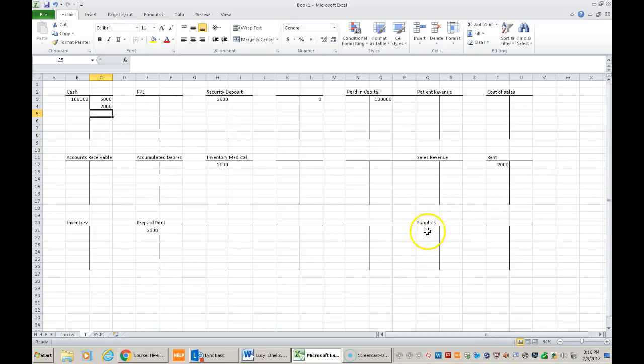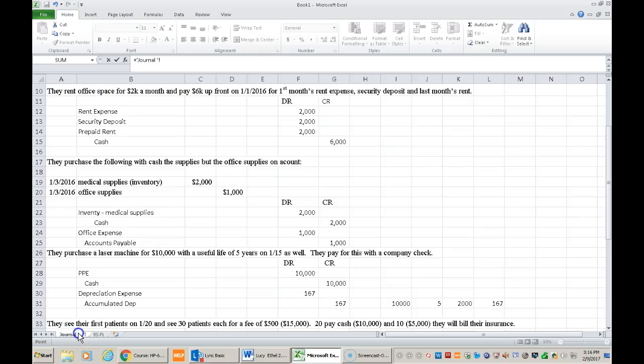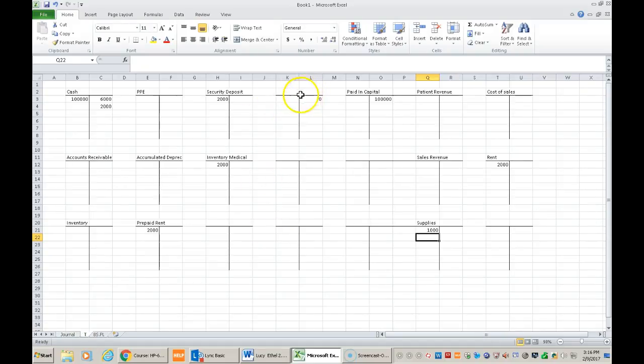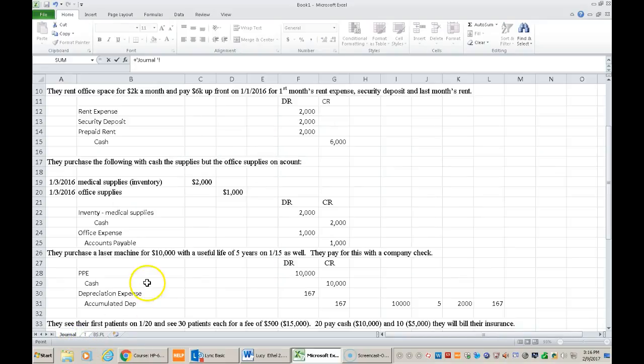Next we have our office supplies, which is a debit, and then we have a liability, right? Accounts payable, and that's going to be a credit balance, right? Liabilities are on the right, and so their balance is generally on the right. Next, we bought the laser for $10,000, and so we're going to have PP&E.